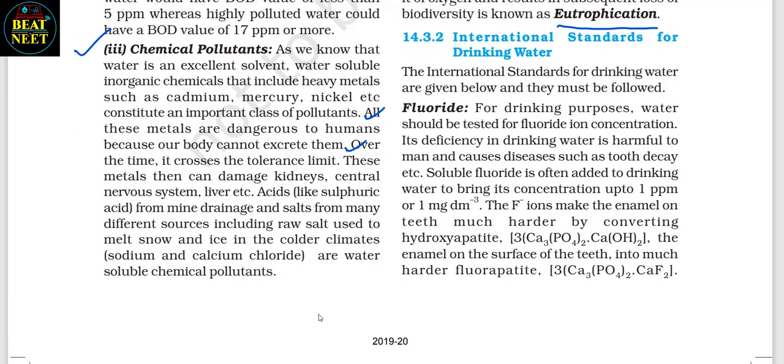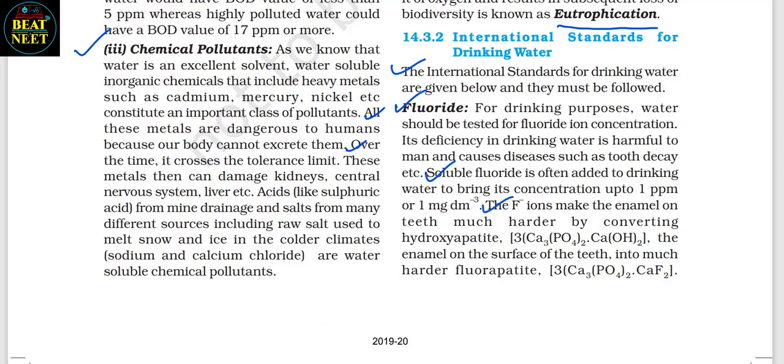14.3.2 International Standards for Drinking Water. The international standards for drinking water are given below and they must be followed. Fluoride. For drinking purposes, water should be tested for fluoride ion concentration. Its deficiency in drinking water is harmful to man and causes diseases such as tooth decay, etc. Soluble fluoride is often added to drinking water to bring its concentration up to 1 ppm.